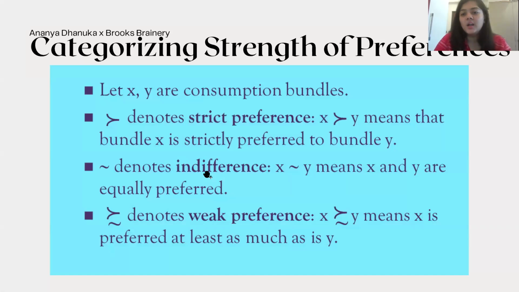Okay. Categorizing strength of preferences. Okay, we spoke about consumption bundles. Let's imagine these consumption bundles on a Cartesian plane, right? So you have two variables, x and y, which illustrate two commodities, two goods that's there.